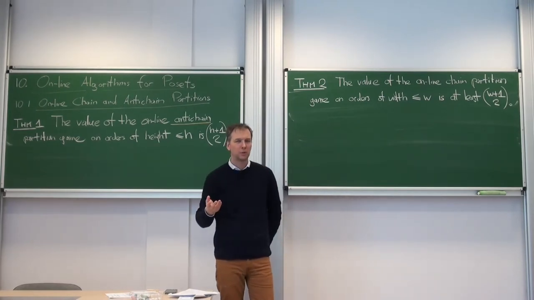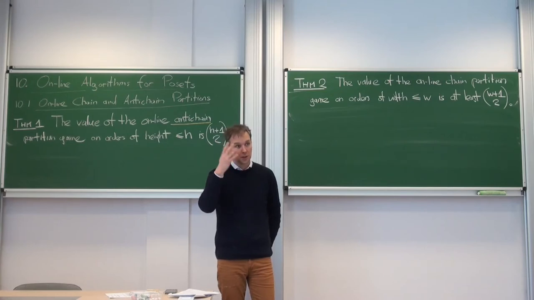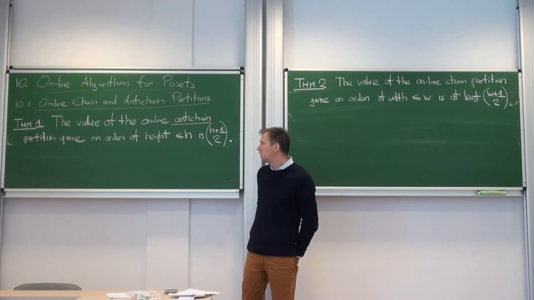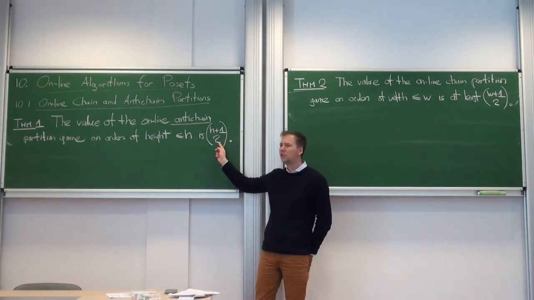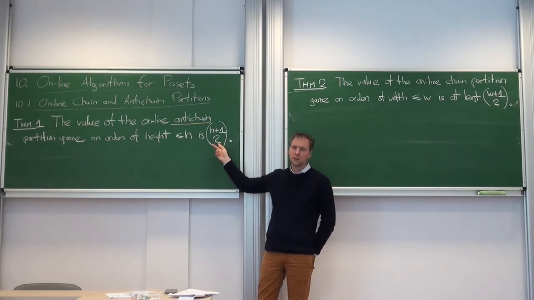What is the offline optimum that we want to compare with? It's the height, yes, because the optimal number of antichains that you can partition the poset into is just its height. You can do it and you cannot do it better. And in the online setup, it turns out that you can always do with the number of antichains being h plus 1 choose 2, where the height is at most h. And you cannot do better. Presenter can force the algorithm to use this number.